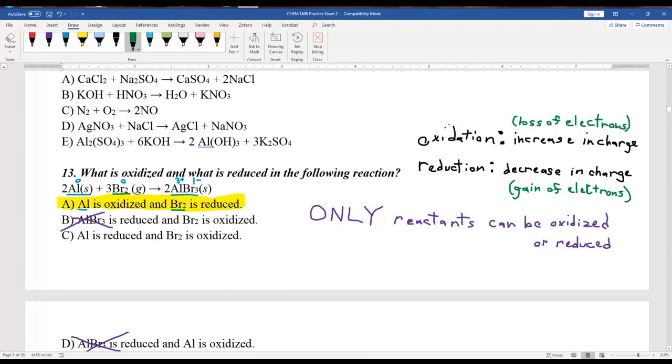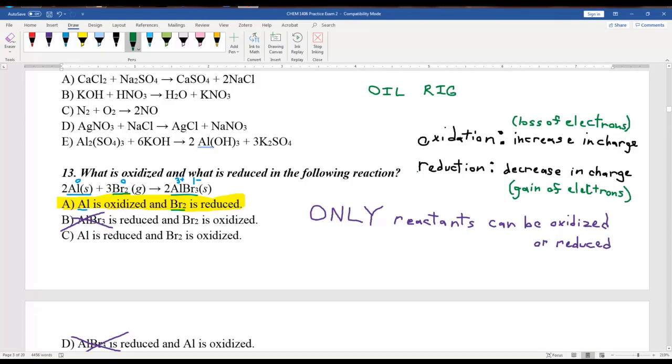And this leads to several of the silly acronyms like OIL RIG. Oxidation is loss of electrons. Reduction is gain of electrons. You might have seen this. Reduction is gain. Oxidation is loss.